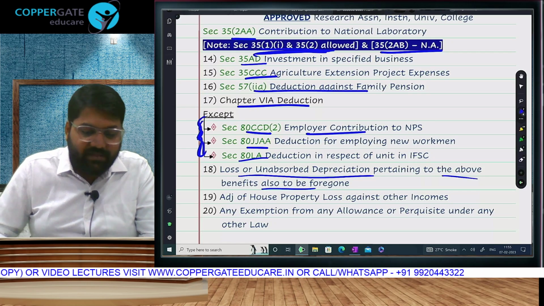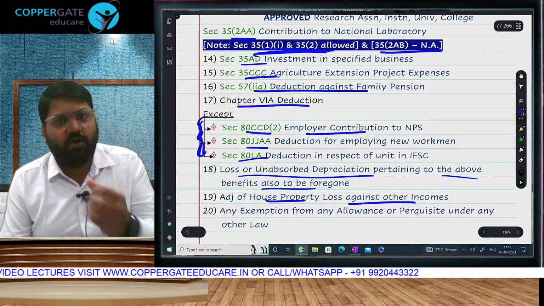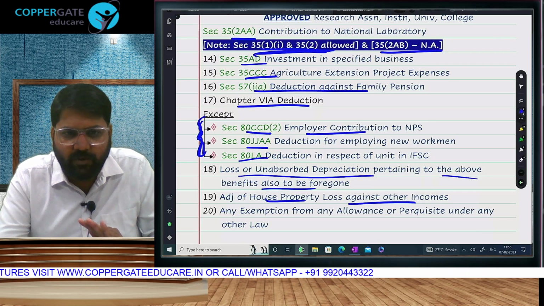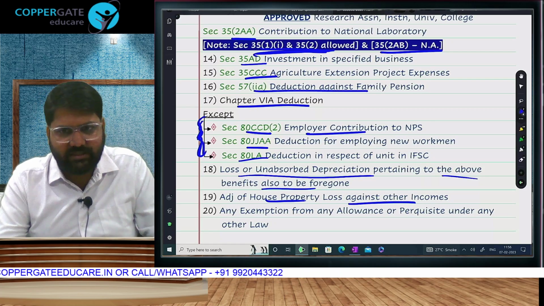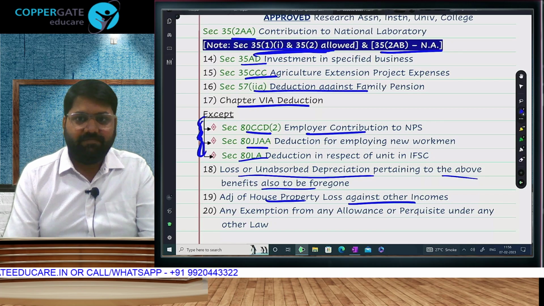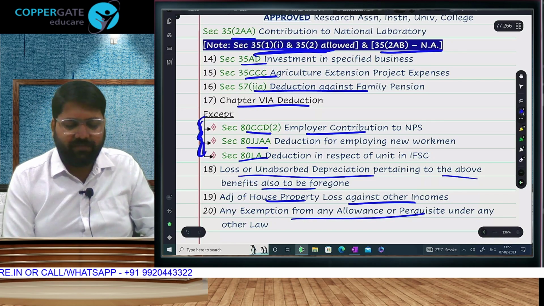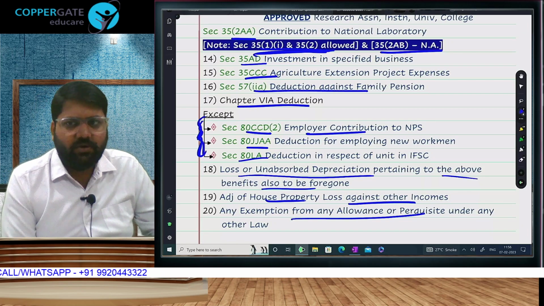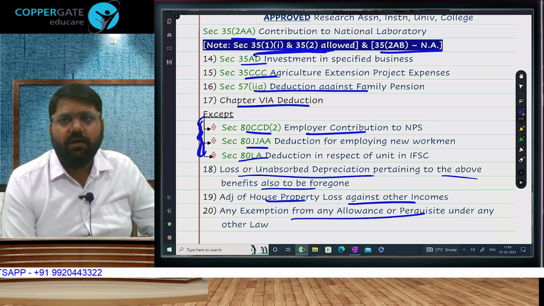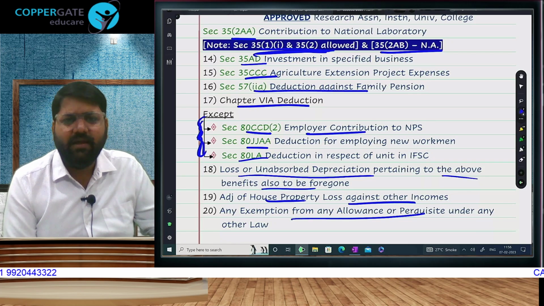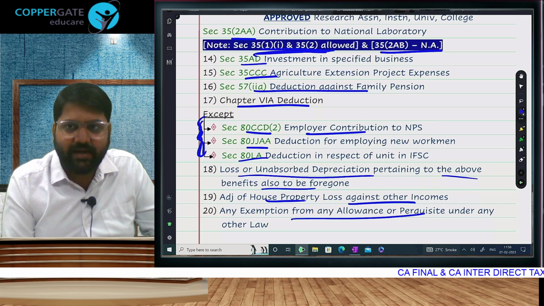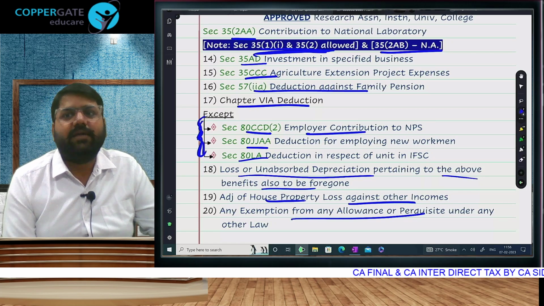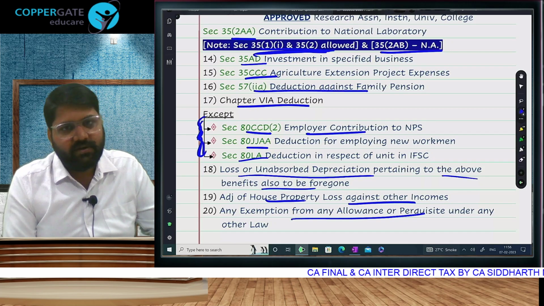Then house property loss against other incomes. If you have a loss under house property, for let-out property unlimited loss is possible, for self-occupied property there is a limit of 2 lakh. We are allowed to adjust it against other incomes, but subject to a maximum of 2 lakh rupees in the old regime. In the new regime, not allowed. And any exemption of allowance or perquisite under other law: for example, for gratuity there is an exemption under the Payment of Gratuity Act. Retrenchment compensation has an exemption as per the Industrial Disputes Act. So any exemption that you are getting as per other law will also not be allowed. These are the 20 tax benefits that will have to be foregone in case the assessee is interested in going to the new taxation regime.